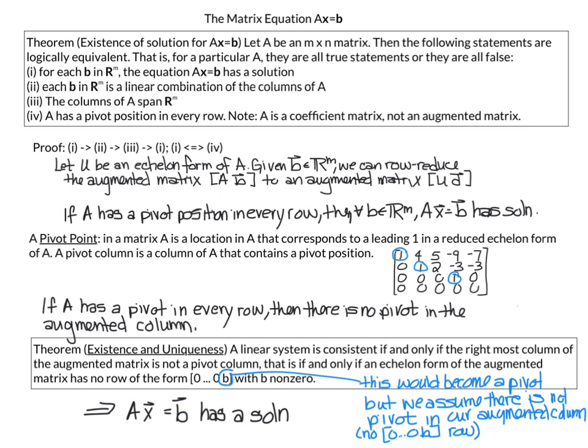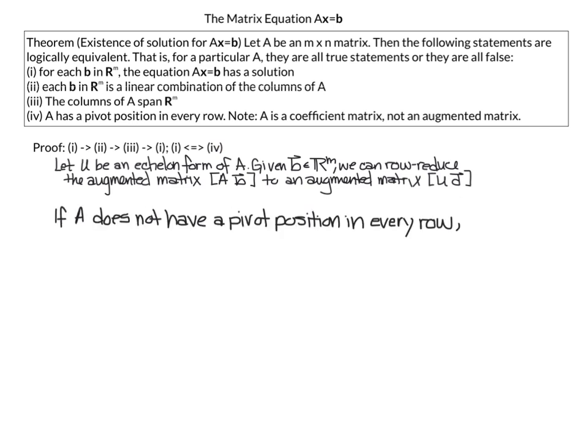Okay, so now we've shown when 1 is true, 4 is true. So next, to show they're equivalent, we want to show when 1 is false, 4 is false. Now to show the other equivalence, when 4 is false, that 1 is false, we're going to start by assuming that A does not have a pivot in every row.